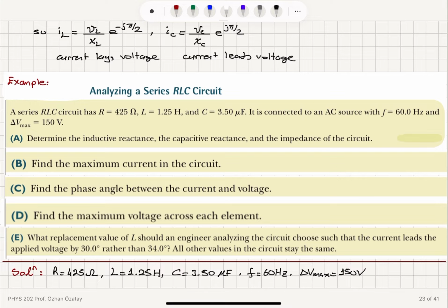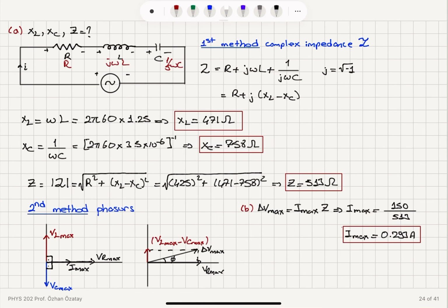Part C, find the phase angle between the current and voltage. Okay, the phase angle, phi, as you can see from the phasor diagram, is tangent inverse of VL max minus VC max divided by VR max, which is XL minus XC over R. That's the phase angle of this complex impedance: tangent inverse of XL minus XC over R is what I'm looking for here.